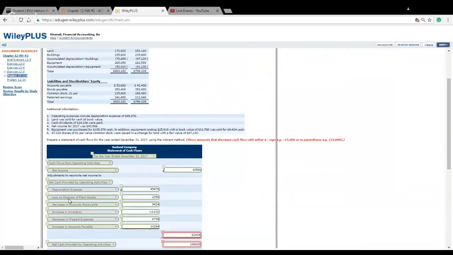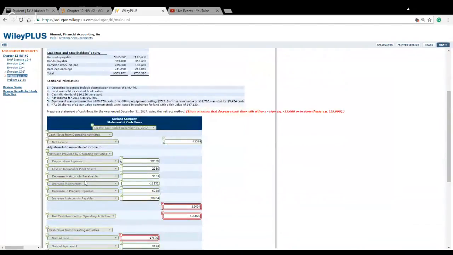Now for the loss on disposal of plant assets, what I did was that on number 5, I took the book value of 11,780 and I subtracted 9,424 from it, and it gave me 2,356. I had initially put it negative because I thought it was a loss, but it was wrong, so I switched it to positive, and that was right.